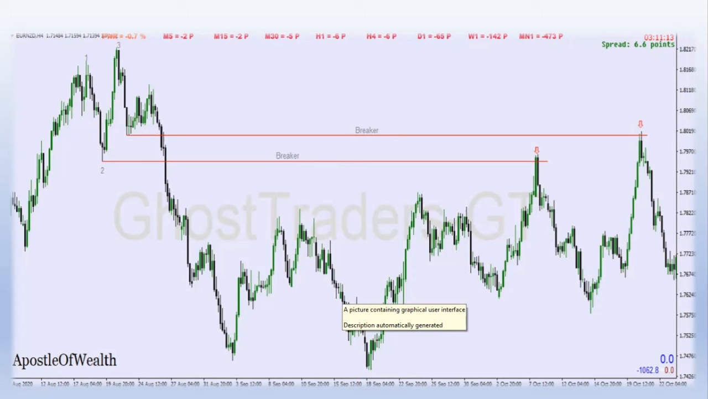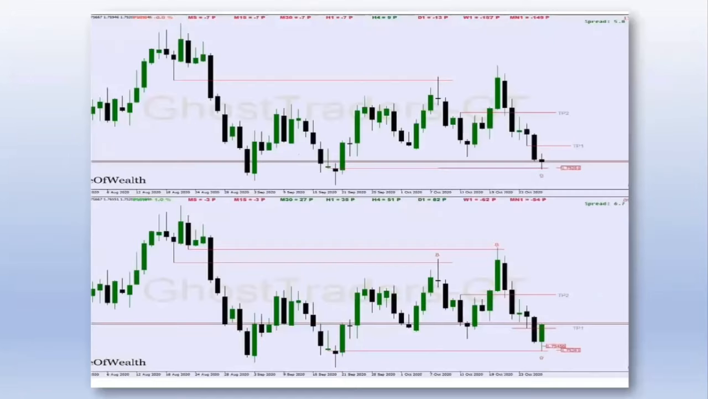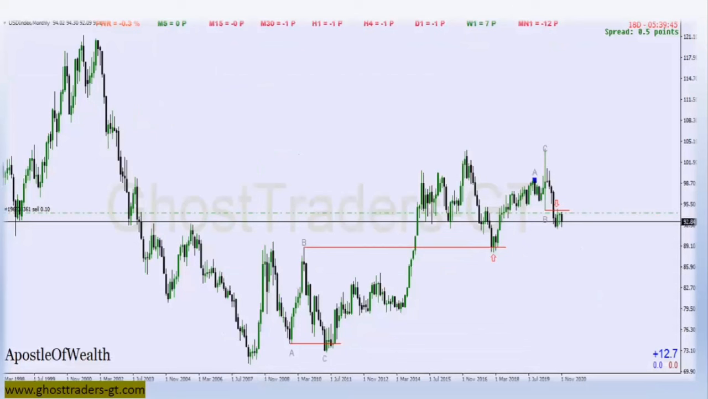So let's go to the next example and see what we have. It's actually the same pair, Euro NZD. I've just zoomed in here and also changed the time frame. Okay, so this is the same thing that I've been showing you. So now let's go to the next slide that we have.